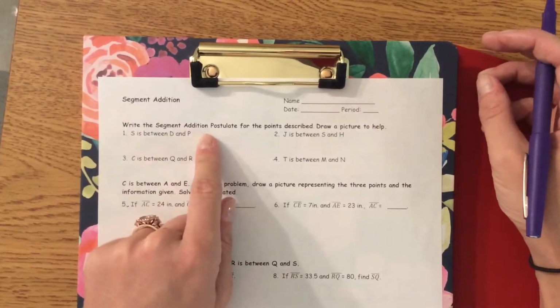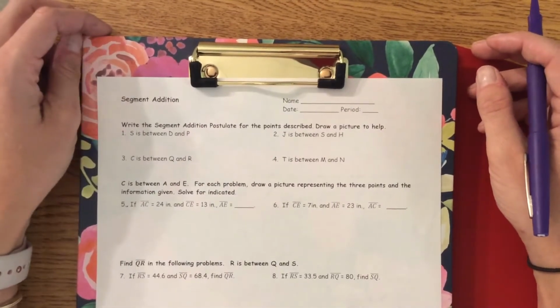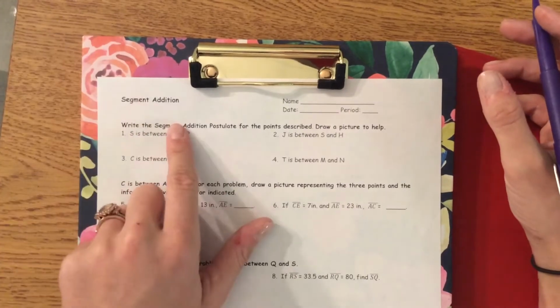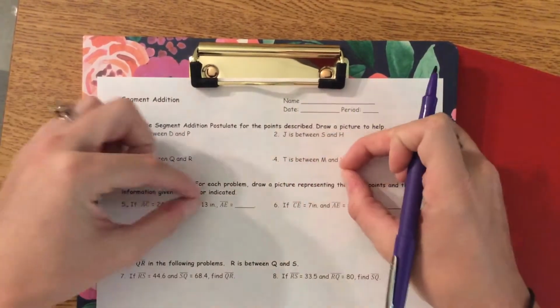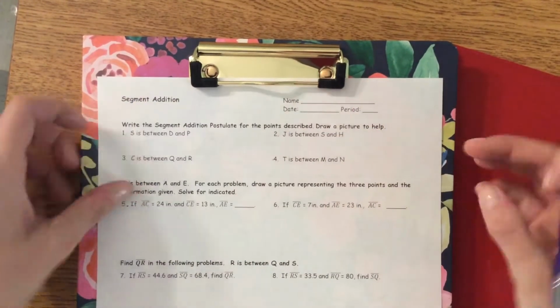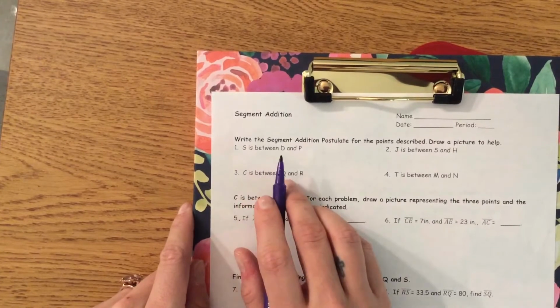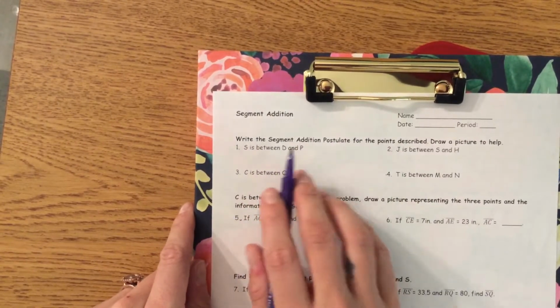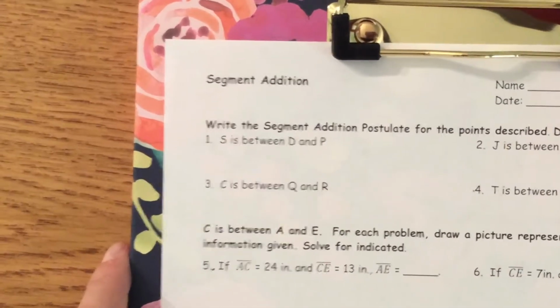So it says write the segment addition postulate for the points described. Draw a picture to help. The segment addition postulate basically just says that when you add two pieces of a segment together, they create the whole segment. So this says that S is between D and P. Okay, all of these are just points. D, P, S, all of it are just some points.